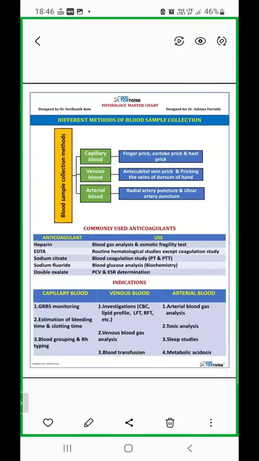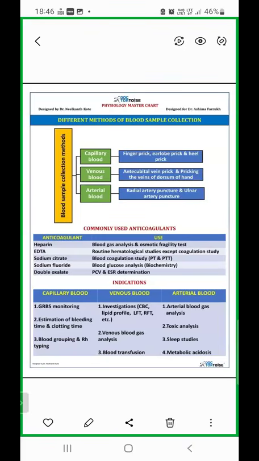Today we are going to discuss the different methods of blood sample collection. Now, this is a very vital topic, as we all know that in order to diagnose any clinical condition, the first investigation which a physician orders is CBC, that is complete blood count. Not only CBC, in fact, all kinds of serum investigation, be it anything, they all require blood sampling, and blood sampling methods we are going to discuss.